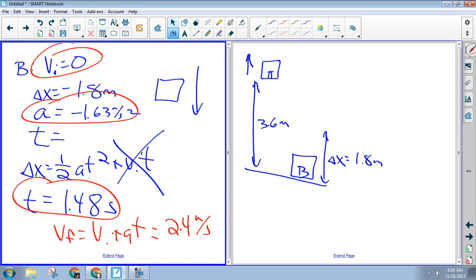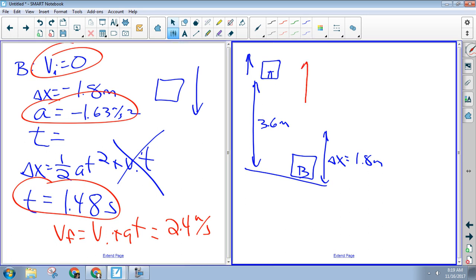Good? To be clear, what that represents is the velocity of block B as it hits the ground, and therefore the velocity of block A as block B hits the ground. And then the rope goes slack. So now here's block A. It's got an initial velocity of 2.42 meters a second. Eventually it's going to go to zero and stop. What's the acceleration that causes that? Gravity, so negative 9.8 meters a second squared.